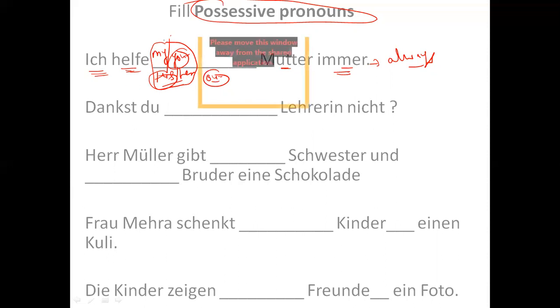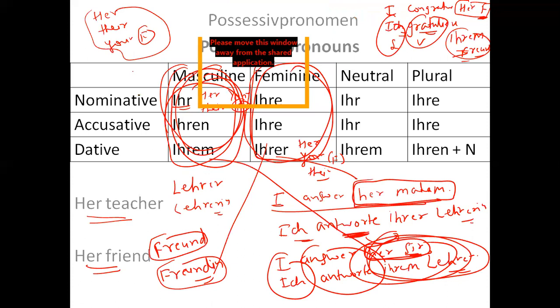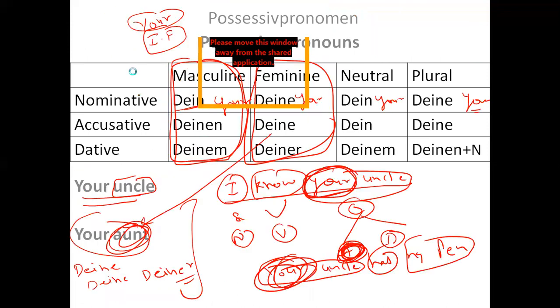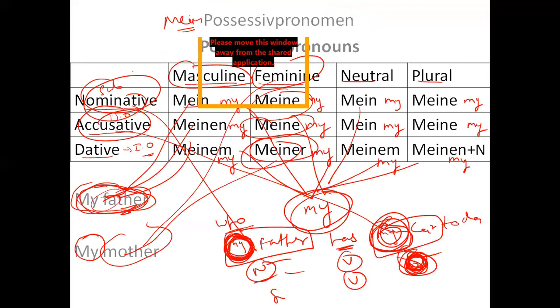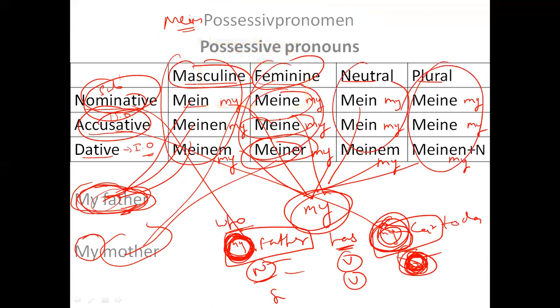So I have to write my. That means I need to follow the table of my. So where is the table of my? Here is the table of my for you. That means the answer has to be from this table. Now, I help my mother. So which row, which column shall I follow? Whether the masculine column, the feminine, the neutral or the plural. Which column shall I follow?